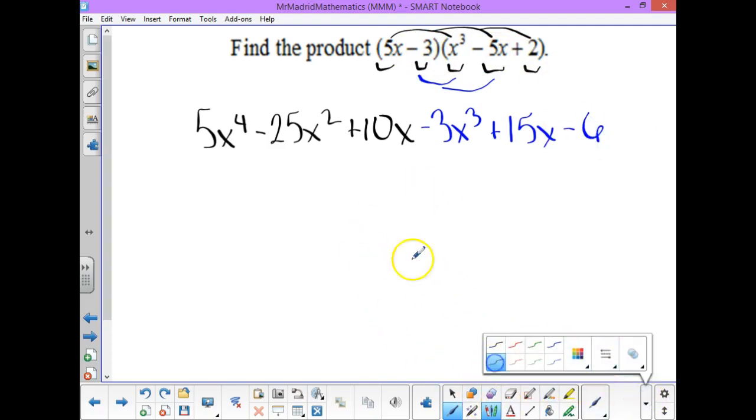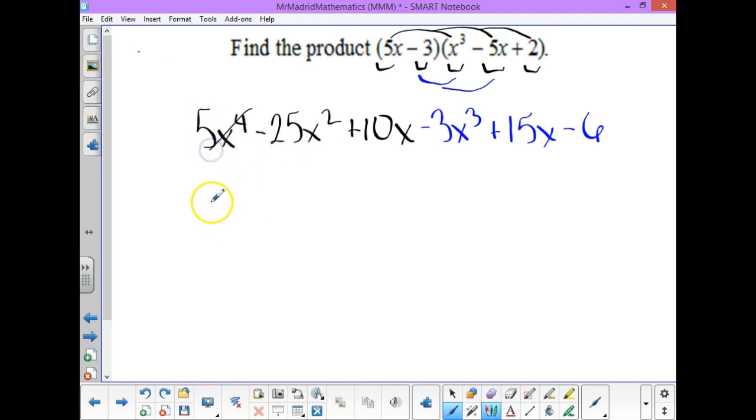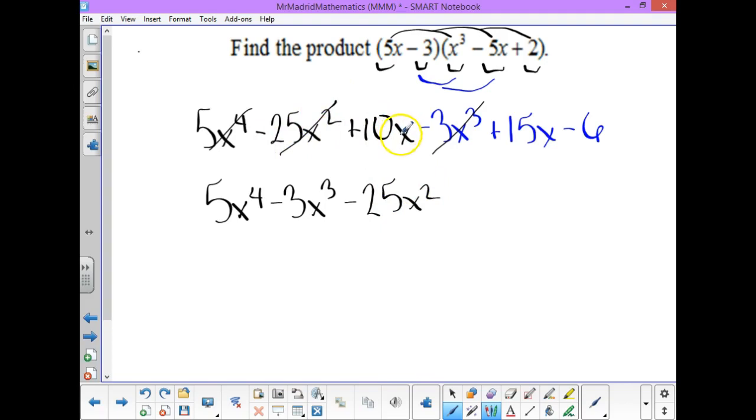Now we do what we always do, which is simplify, aka combine like terms. Nobody else has a 4th exponent, so we got him. Nobody else has a 3rd exponent. Second exponent. We do have this term and this term sharing an x, so let's go and combine them. That gives us 25x. Done, and then the minus 6.